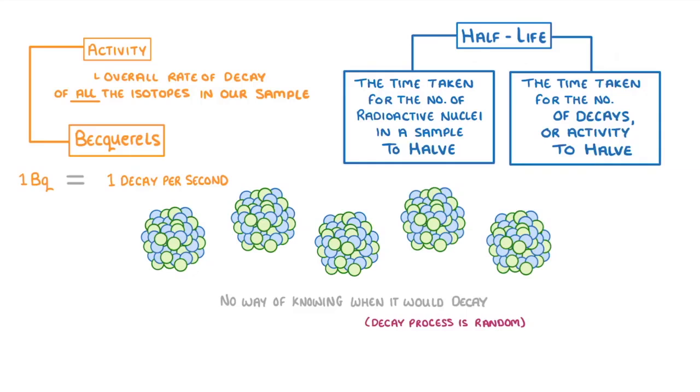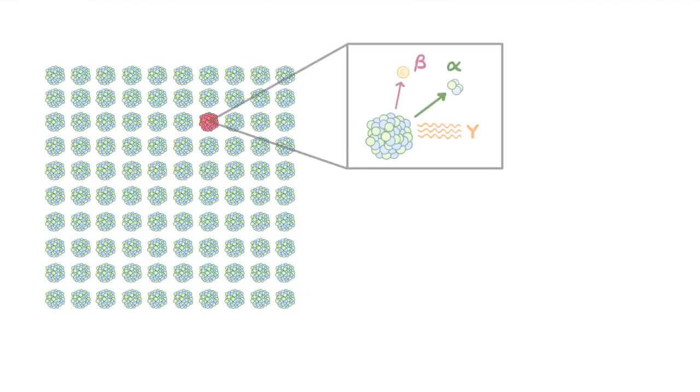To properly understand these concepts, let's imagine our radioactive sample as 100 unstable isotopes, each of which can decay by emitting radiation in order to become stable. So if we watch this sample decay, the first thing we notice is that the decay process is completely random. So we have no way of knowing when any particular particle will decay.